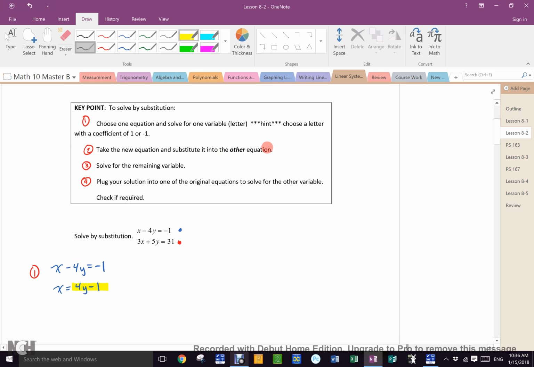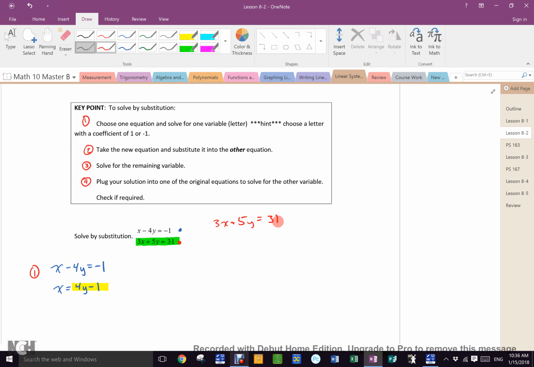Next, take the new equation and substitute it into the other equation. Well, here is my other equation. And it says 3x plus 5y equals 31. Now, what is wrong with this? Why can't you tell me the answer there? Because there's 2 different variables. And if there's 2 variables, you can't solve it, can you? But there isn't 2 different variables. Why? What does x equal? 4y minus 1. What letter is that? What can I write there? 4y minus 1, because x is 4y minus 1.